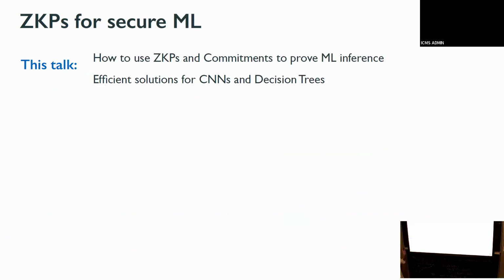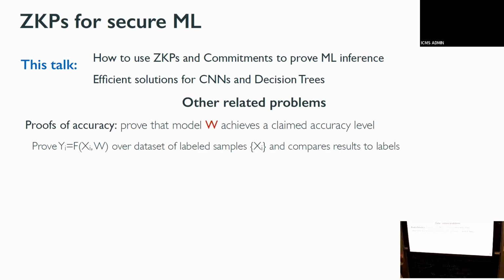In this talk, I tried to discuss how to construct ZKP for ML inference, in particular for convolutional neural networks. I want to mention very quickly other related problems. One is proving accuracy: once you have a model that is committed, how can you prove that it is a good, accurate model?